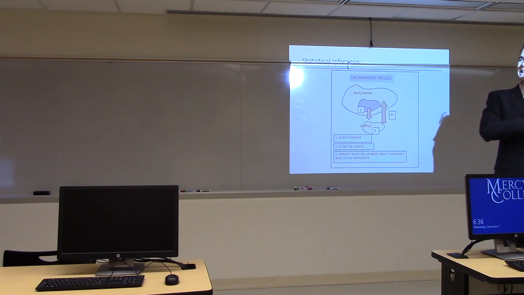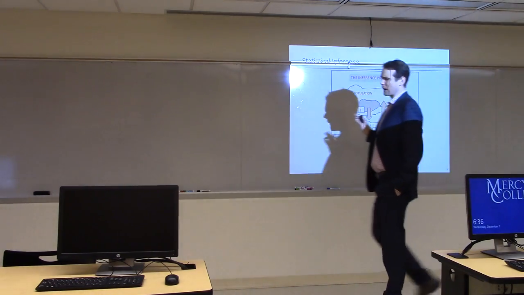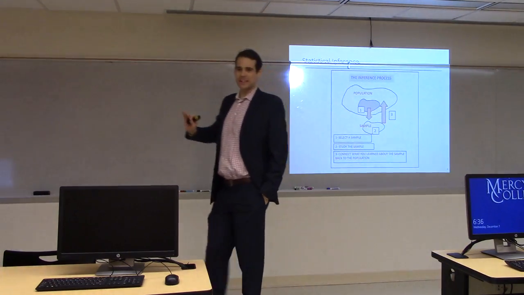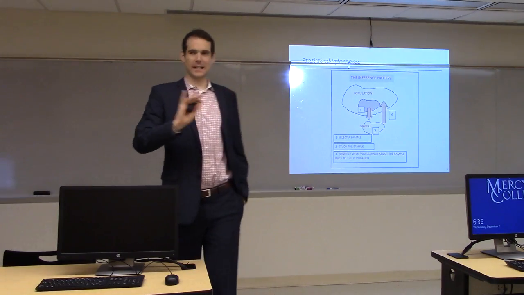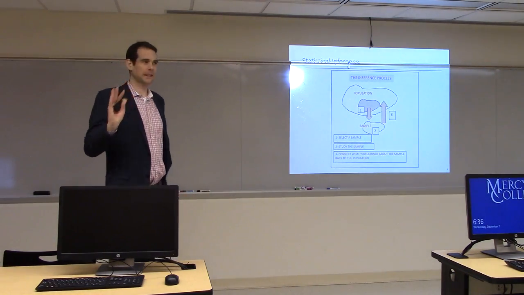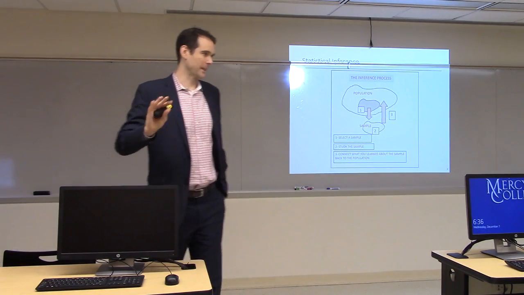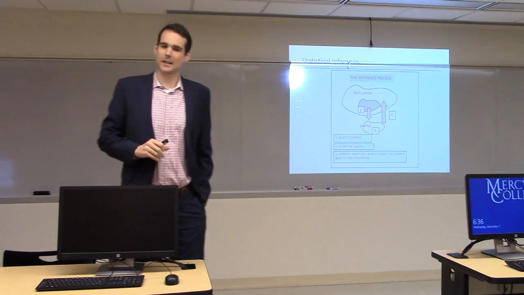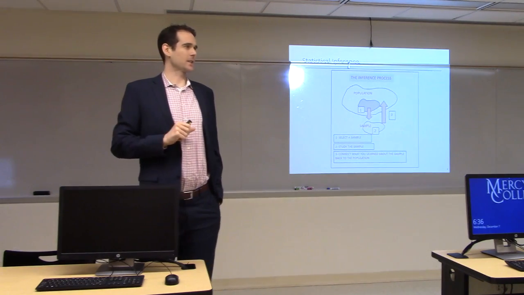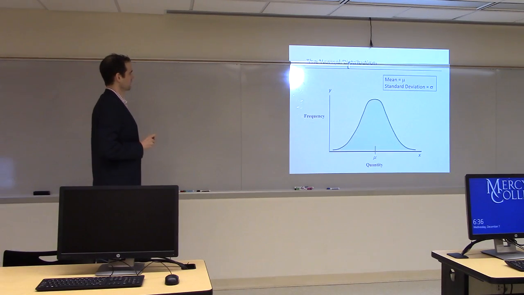Instead, we want a completely randomized process for our sampling, and we want an equal probability of every single person in town to be in our sample. We want it completely random, and we want an equal probability that every single person will be in our sample. That will give us a good, unbiased sample.